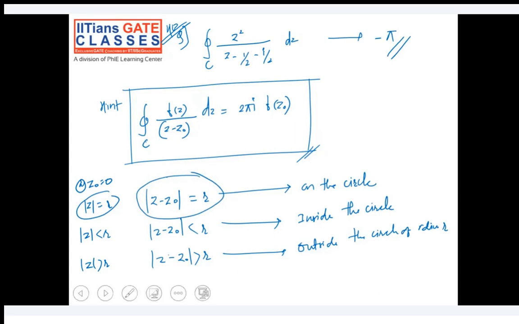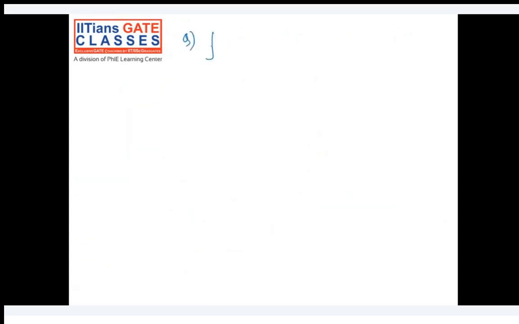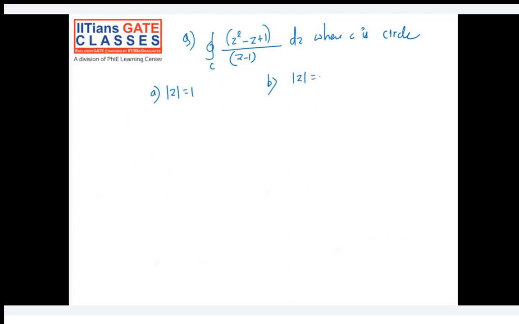Let me give one question. Integration over a closed curve C, z square minus z plus 1 divided by z minus 1 dz, where C is the circle: option 1, mod of z equal to 1, and part B of this question is mod of z equal to 1 by 2. Try to solve these two questions, and let me know your answer.